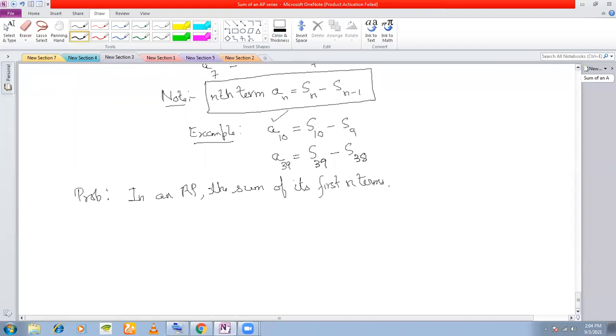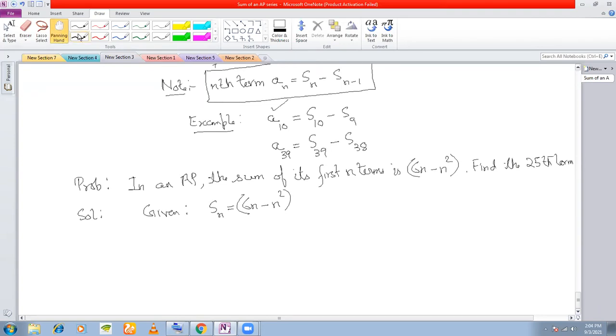Sum of the first n terms is 6n minus n square. Find the 25th term. Okay. So here, if you see, given to us is the sum of the first n terms. So Sn is given to you, 6n minus n square.